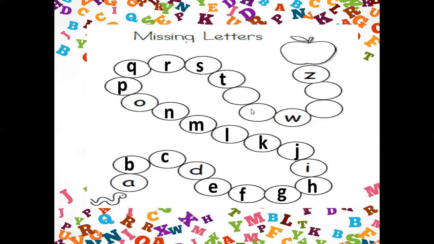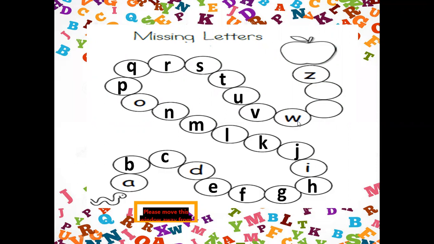Now we have just two letters missing, and that is the letter. What is the letter after T? It is U. The letter U. Now, the next letter after U is missing, and that is the letter V. And the letter after V is W, which is already mentioned.